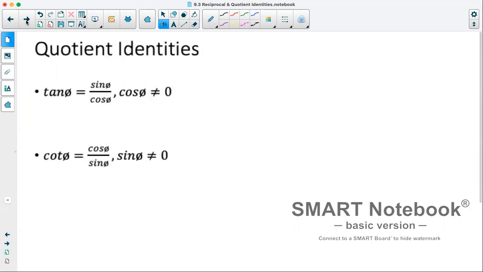We also have what are known as quotient identities. So you get these by dividing sine and cosine. If we're taking sine and dividing by cosine, we get tangent. If we take cosine and divide by sine, we get cotangent. And of course, for each of these, our denominator cannot equal 0 because we cannot divide by 0.